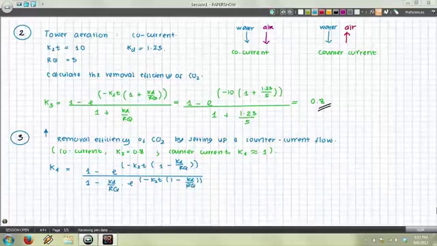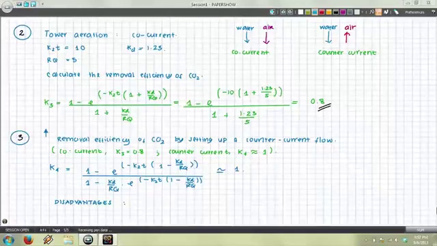So if we substitute the same numbers of k2t of 10, rq of 5, and kd of 1.3, you will have an efficiency of close to 1. So this is using the counter current. However, there are disadvantages. So we have to be aware of the disadvantages of using a counter current.